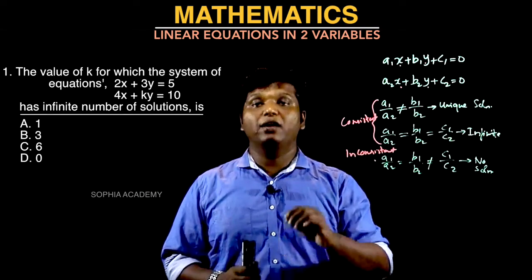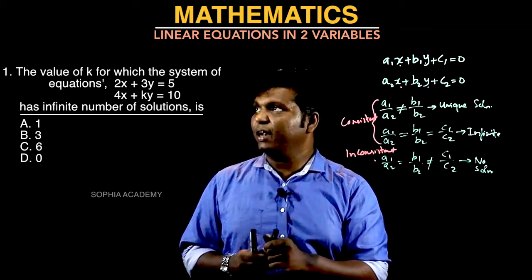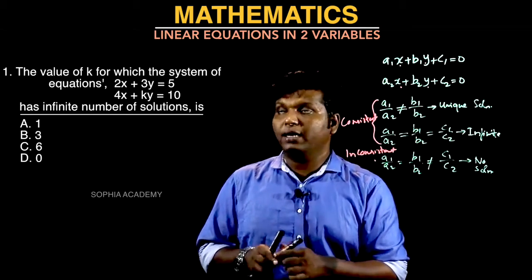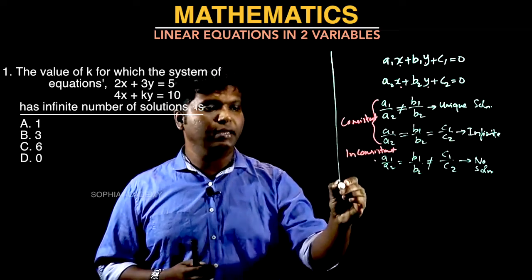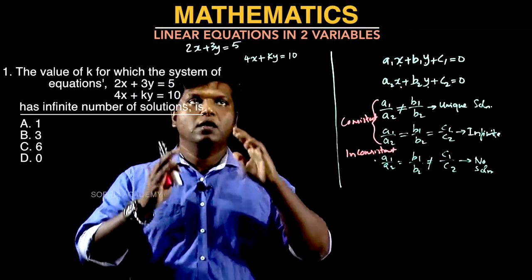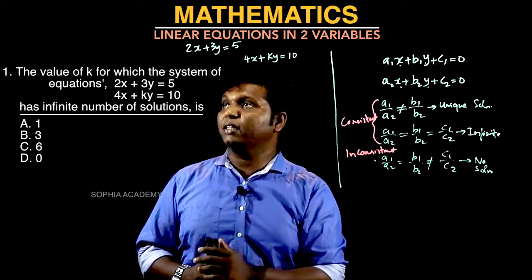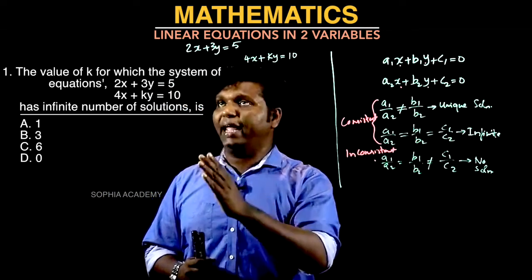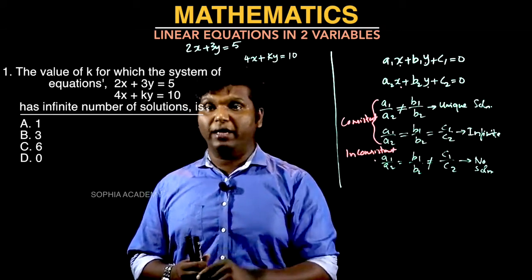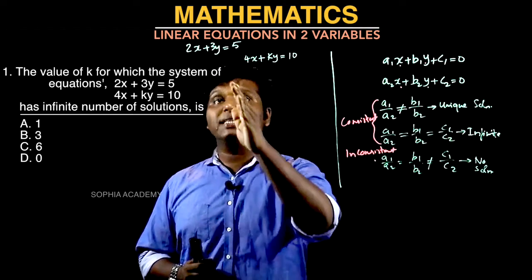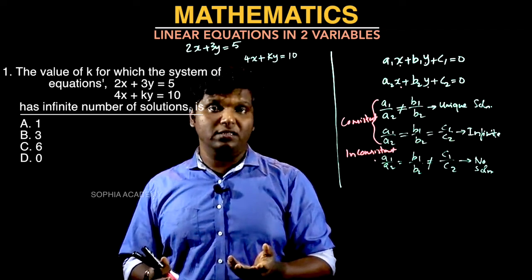The value of k for which the system of equations, here there are two equations given, right? So let us note them, two of them. Here goes the equation, I'm just copying that equation here. These two equations are given, and you can see that the value of k is here. So you have to find the value of k, and the condition given in the question is that this system of linear equations has infinity solutions.